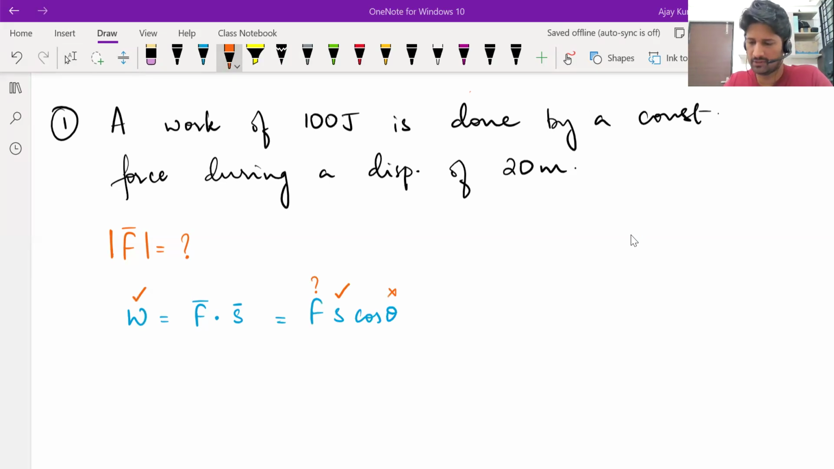Okay, Saket, the question you asked is correct. Are they in the same direction? You need to know, or what is the angle between them? You need to know.